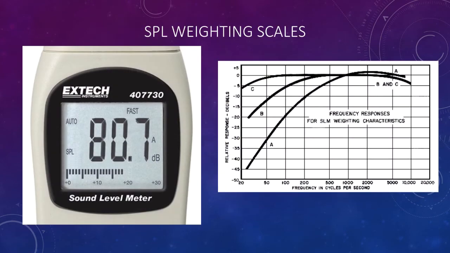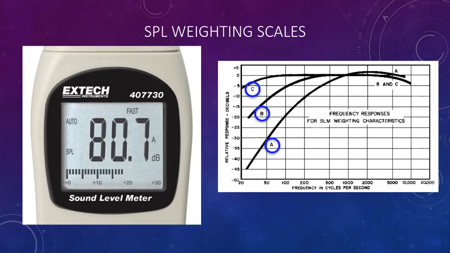Sound weighting scales. Because we are less sensitive to low frequencies than high frequencies, when taking sound level measurements, we sometimes want to take into account how the sound level is perceived rather than what it actually is. So we have A, B, and C weighting curves that we use in sound level meters that roll off the low frequencies so that the measurements will match our hearing.